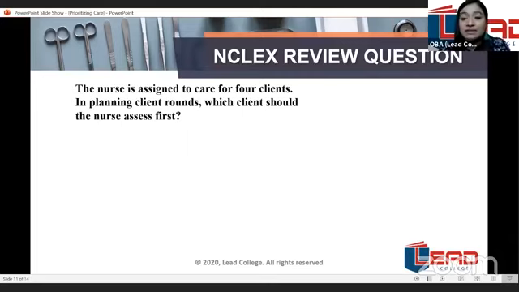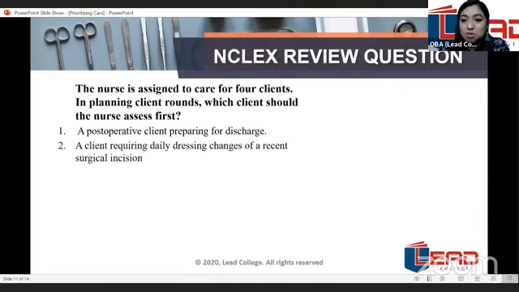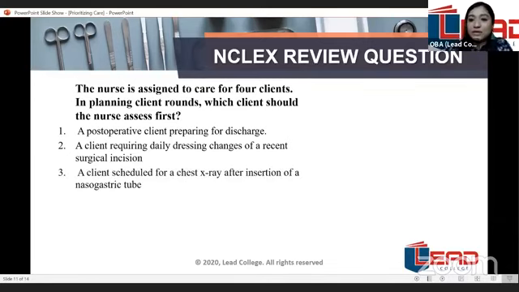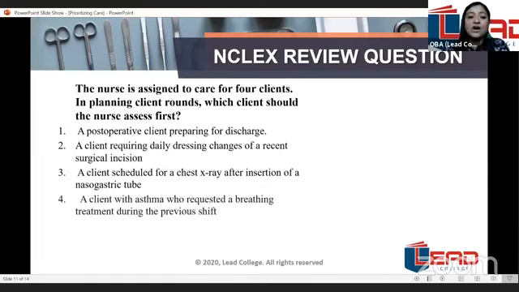Okay, next question. The nurse is assigned to care for 4 clients. In planning the client rounds, which client should the nurse assess first? First option, a post-operative client preparing for discharge. A client requiring a daily dressing change of a recent surgical incision. A client scheduled for a chest x-ray after insertion of a nasogastric tube. Or a client with asthma who requested a breathing treatment during the previous shift.